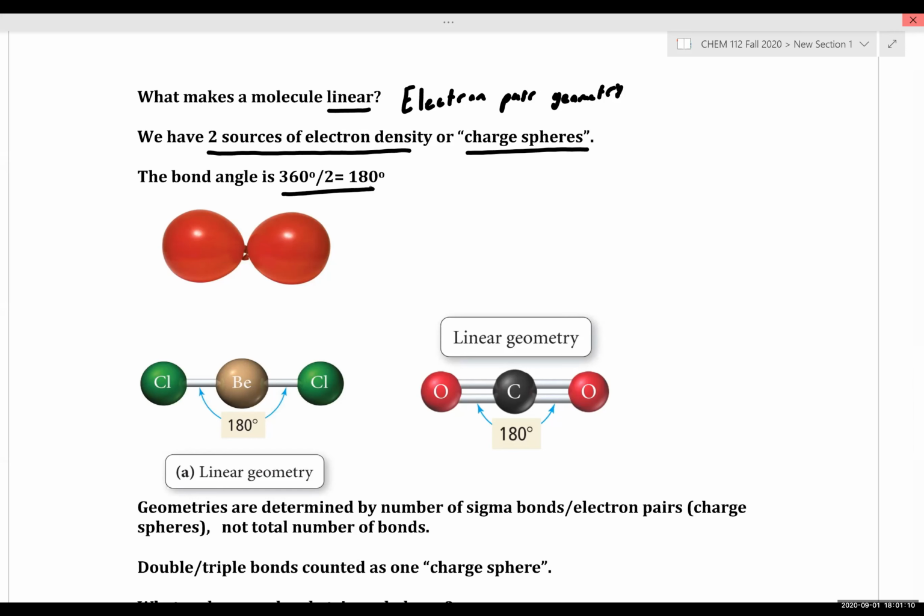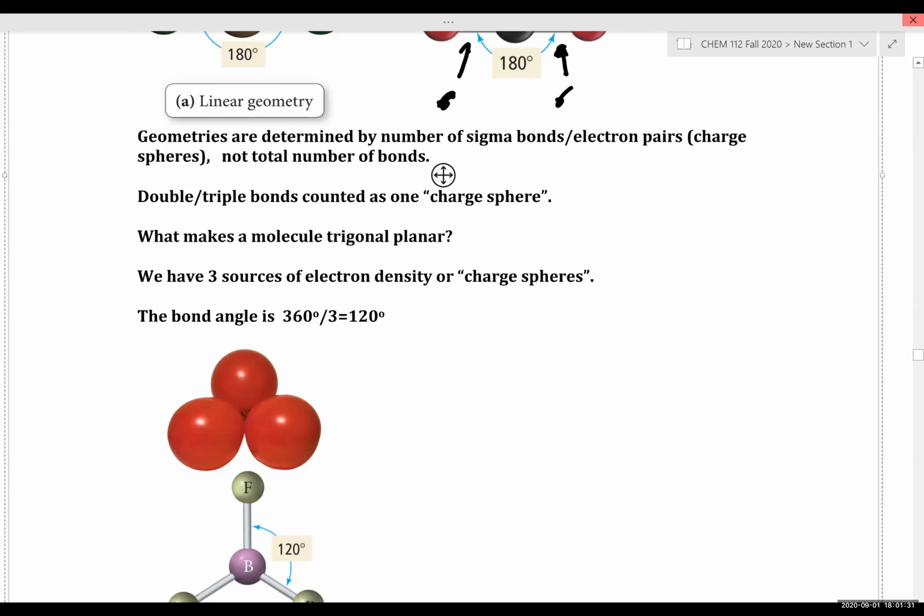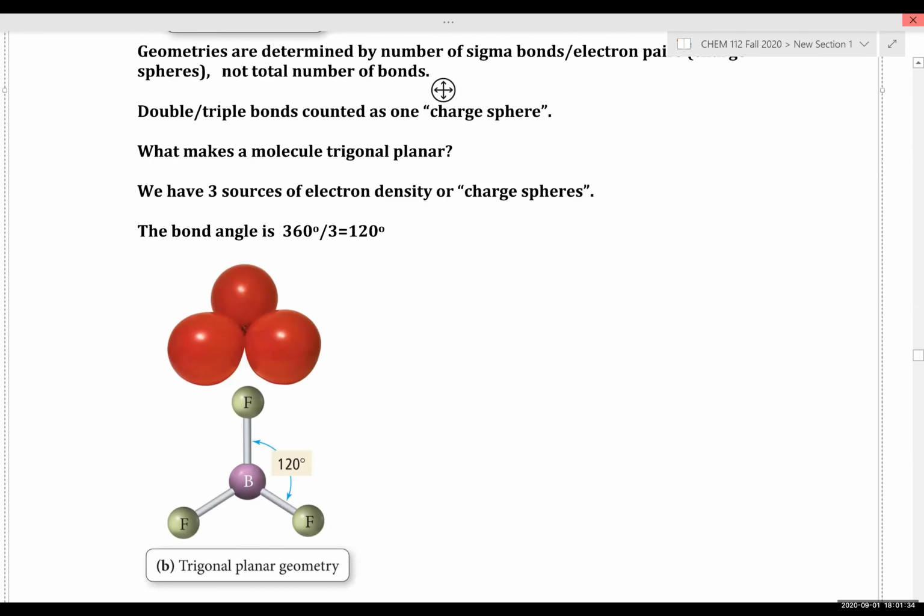Again, we don't count double and single bonds differently. We're in essence just looking at the total number of sigma bonds in order to get a sense of the electron pair geometry. Now we've seen this before. This is not particularly exciting. Just continuing our review, the trigonal planar geometry has three sources of electron density or charged spheres, and it has 120-degree bond angles. Wonderful.